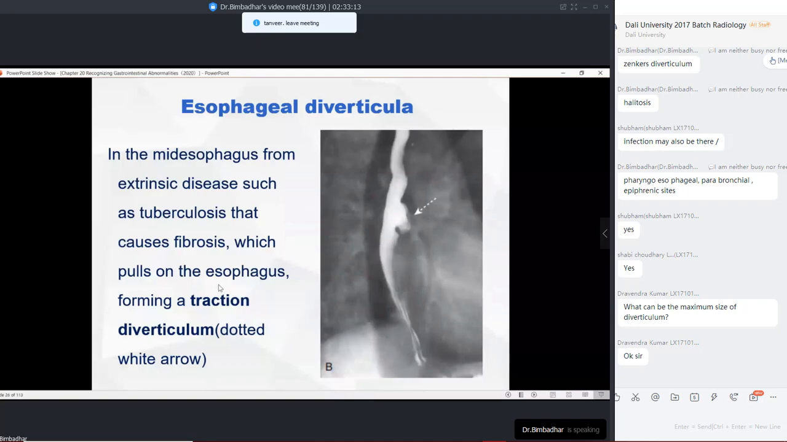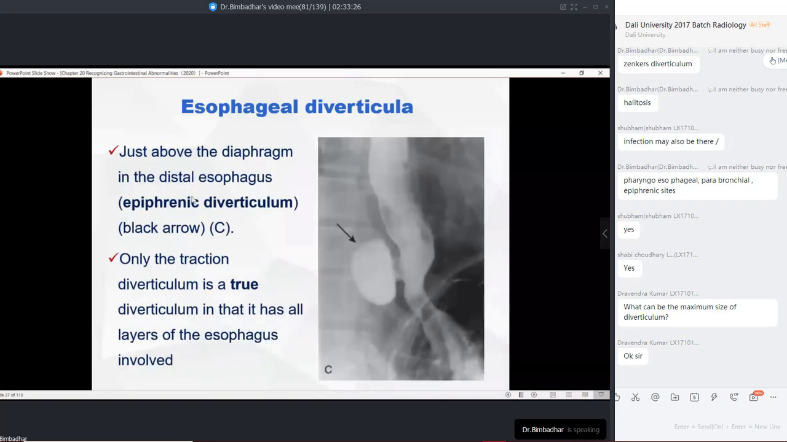Like I said, it is a problem of pulsion and it is a problem of traction. So remember, traction diverticula is caused by which one? Tuberculosis. Okay, right. And then just above the diaphragm, if there is an outpouching, remember, this is a problem of the esophagus, and we call it a diverticulum if it is happening in the esophagus. If it is happening just above the level of the diaphragm in the abdominal part of the esophagus, we call it the epiphrenic diverticulum.